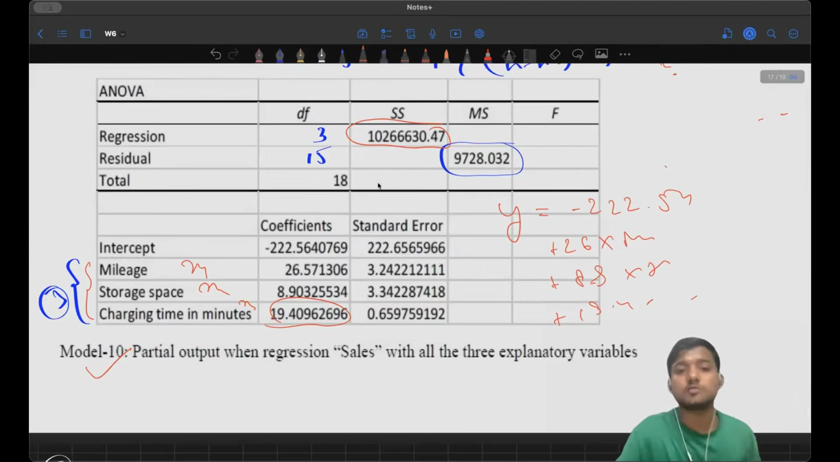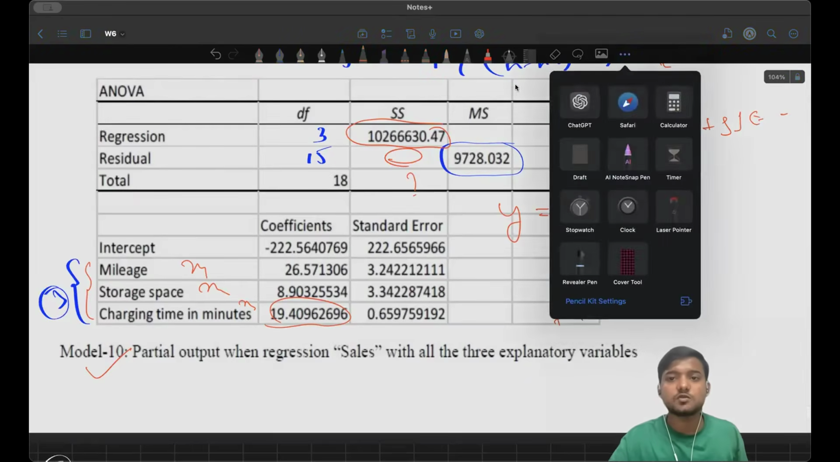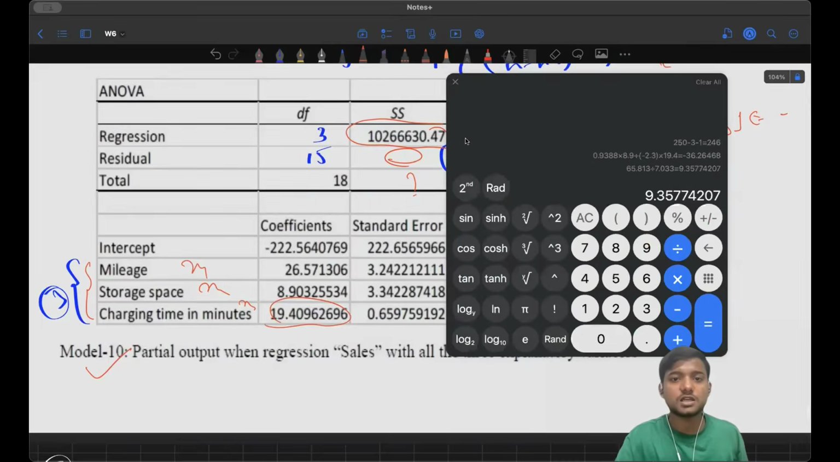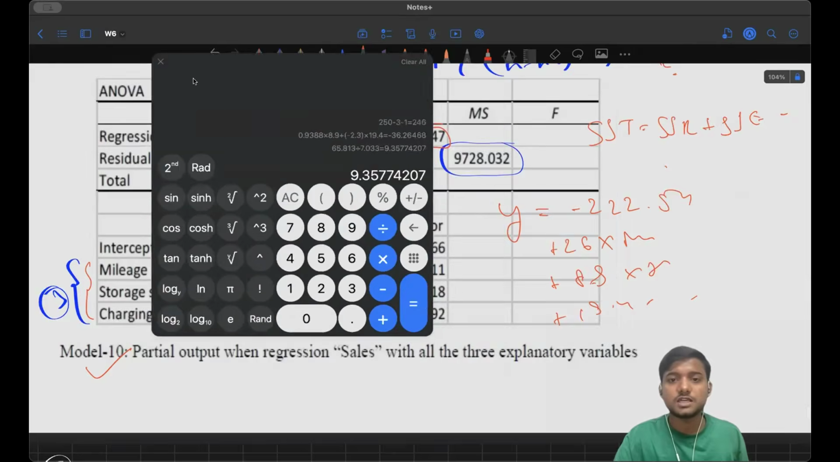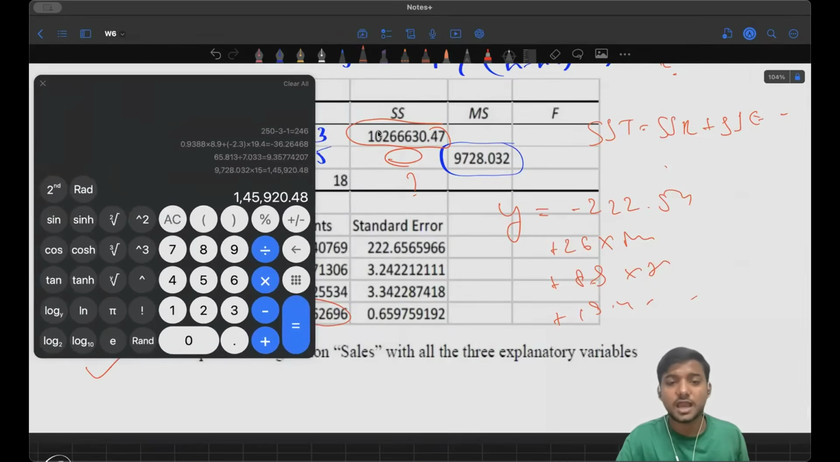But do I have access to sum square total? No. But can I calculate that? Yes. Sum square total is equal to sum square regression plus sum square error. So do we have access to sum square error? No, but we have access to mean square error. So can we get sum square error? Yes. We know that mean square comes by dividing sum square by the degrees of freedom. So we can simply multiply these things to get that. 9728.032 into 15. This is what my sum square error would look like. If I add this into sum square regression, it would become sum square total.